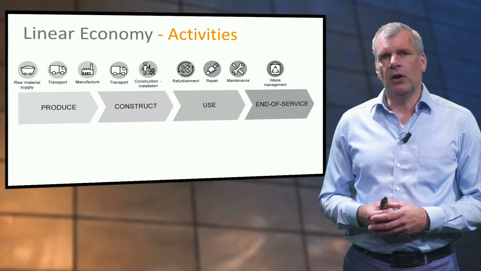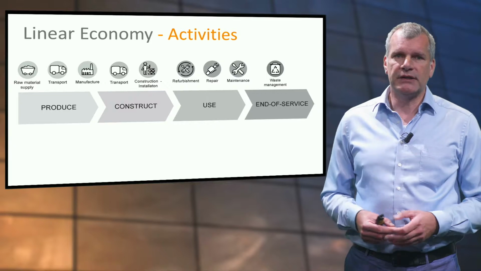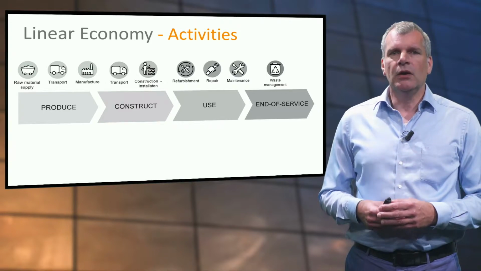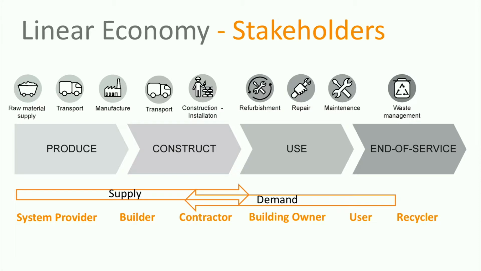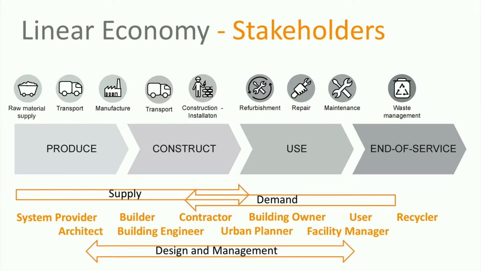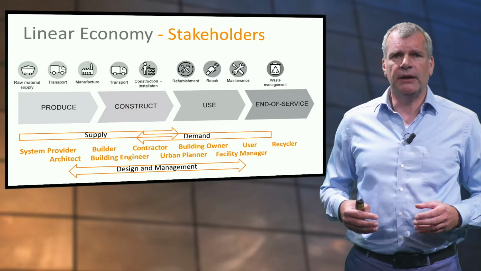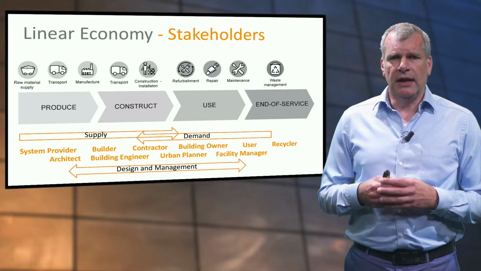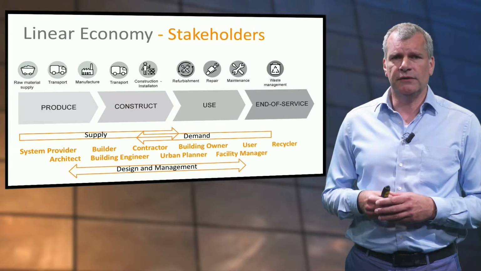In this course, we also want to highlight the role of design and management of products, buildings and cities, and the different stakeholders involved. On the supply side, we can find system provider and builder. On the demand side, building owner and user. Finally, numerous stakeholders are responsible for design and management of buildings. We can certainly come up with more design and management activities, but let's leave it at that for the moment. You can imagine that the interaction of those stakeholders requires a complex communication procedure, and a well-integrated approach is needed. But at the same time, it is very difficult to achieve.